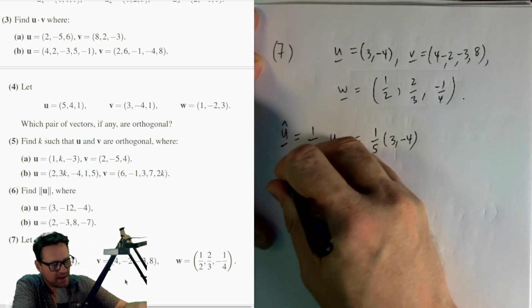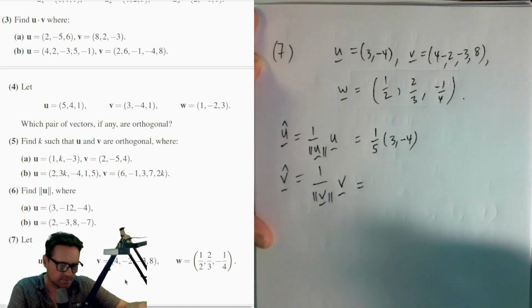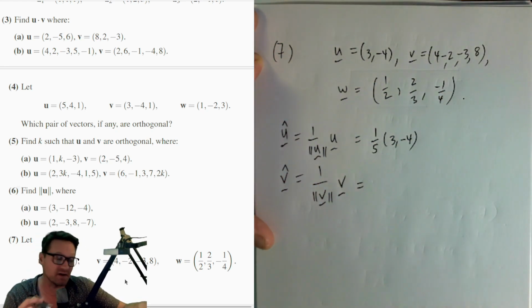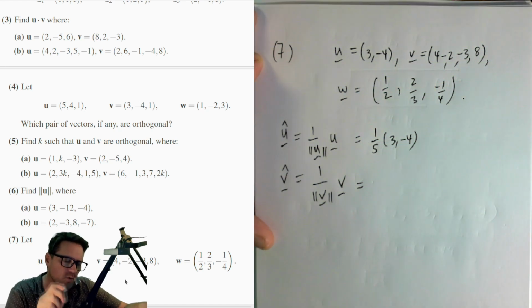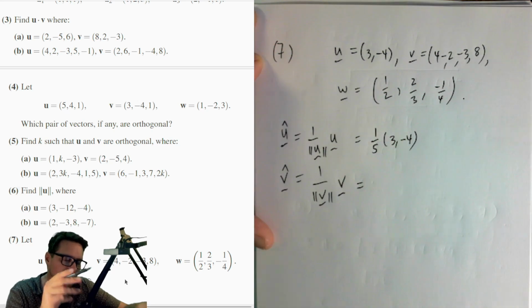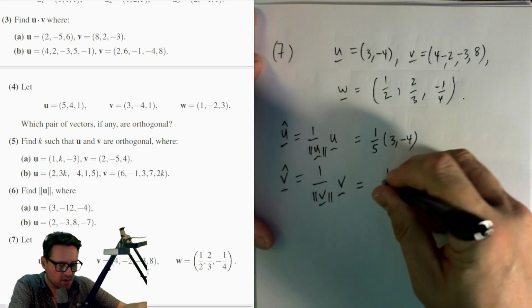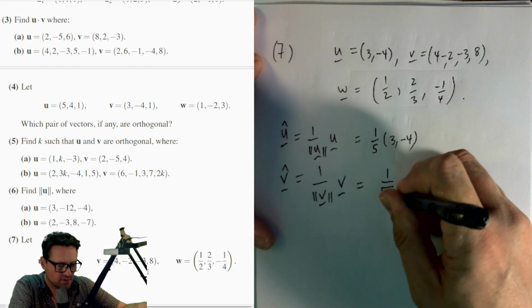Okay, so v hat is 1 on the norm of v times the vector v. So calculating the norm of the vector v there, we have the square root of 16 plus 4, which is 20, plus another 9, so 29. 29 plus 64, 93. So 1 on the square root of 93.